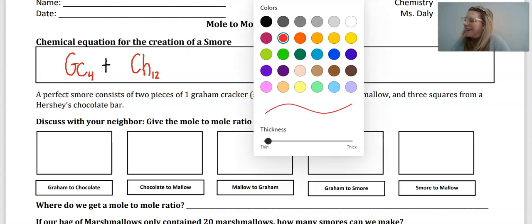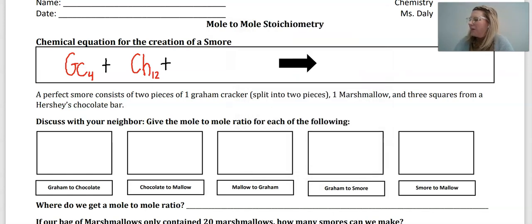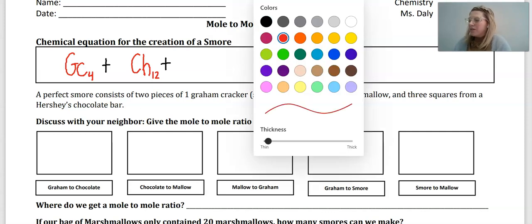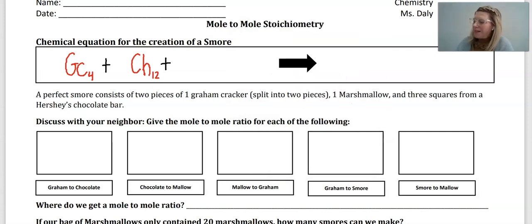And then our last component of our s'more making is going to be the marshmallow. And a marshmallow, we're going to abbreviate as capital M, lowercase m, Mm. And there is no subscript for marshmallow because they're singular, right? If you take a marshmallow out of a bag, that's it. It's just the marshmallow.